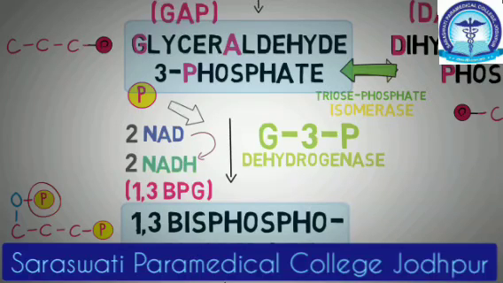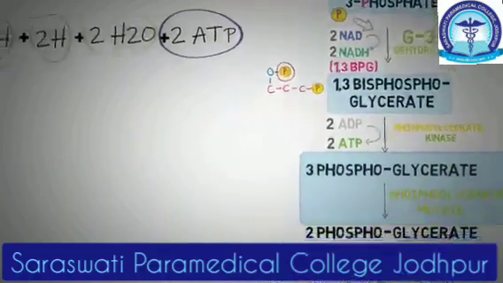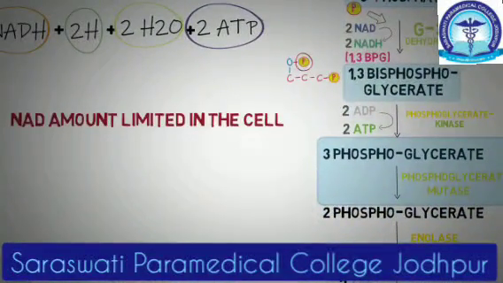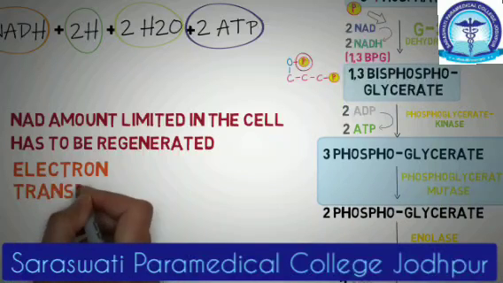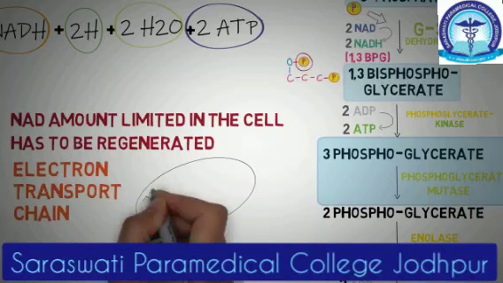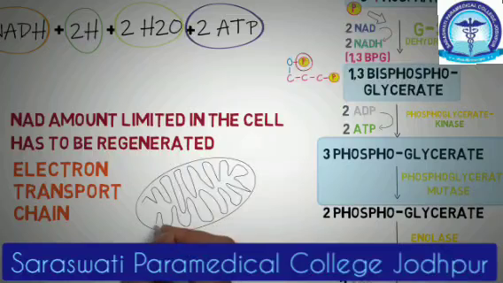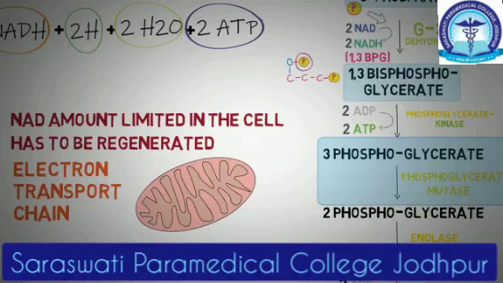But the thing is that there is only a limited amount of NAD in the cell, so NADH has to be reconverted to NAD again. And this takes place in the electron transport chain present in the mitochondria of the cells. And this is exactly where oxygen plays a very important role. Electron transport chain keeps the supply of NAD in order and also produces 2.5 new ATPs in this reaction.